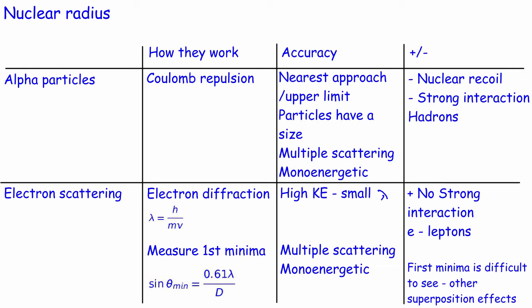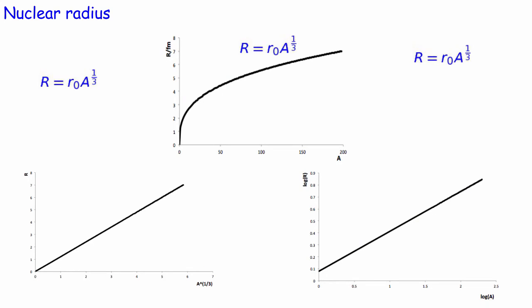They've done other experiments with neutron diffraction and things like that, and they've had a look to see how the radius of a nucleus changes as a function of the atomic mass number. So A is the atomic mass number here. It basically tells us the number of protons and neutrons. So A is the total number of protons and neutrons in our nucleus.